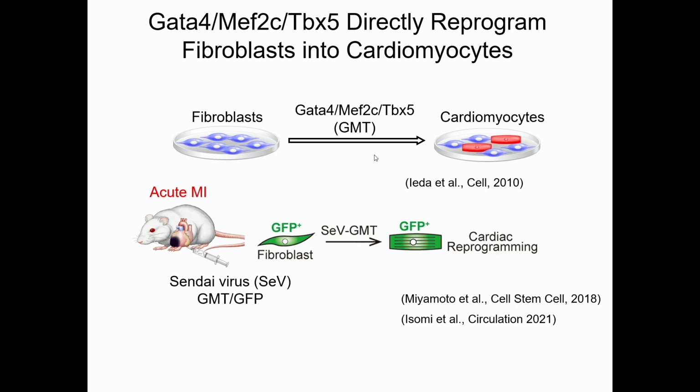This is a kind of abstract of my work. We previously found that overexpression of 3 cardiac transcription factors, GATA4, MEF2C, and TBX5, in short GMT, can reprogram fibroblasts into cardiomyocytes. And we also showed that Sendai virus vector-mediated GMT overexpression can reprogram resident cardiac fibroblasts into cardiomyocytes in vivo in acute MI, which was published previously. So I think most of you know cardiac reprogramming is effective in acute MI in mouse.